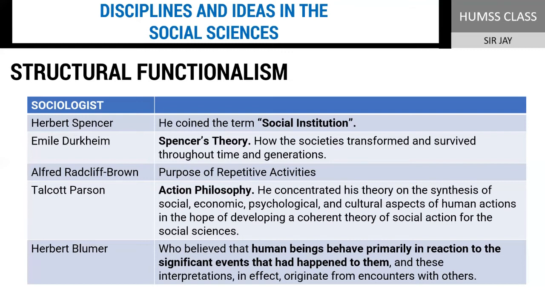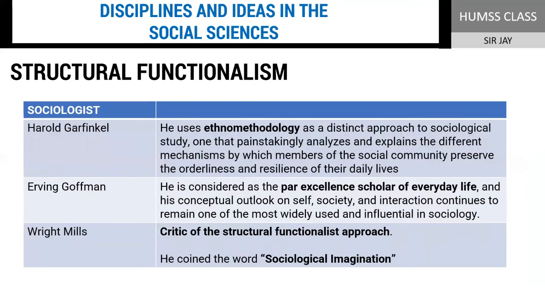Next is Herbert Blumer. He was the author of the popular psychological theory of symbolic interactionism. Blumer developed symbolic interactionism by broadening and expanding the core elements of George Mead's social psychology, particularly his interpretation of human behavior as being geared towards meaningful symbols. He believed that human beings behave primarily in reaction to the significant events that had happened to them, and these interpretations, in effect, originate from encounters with others.